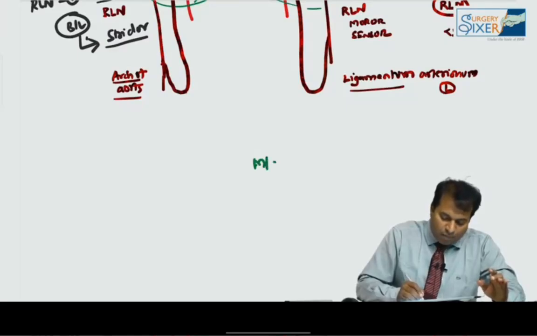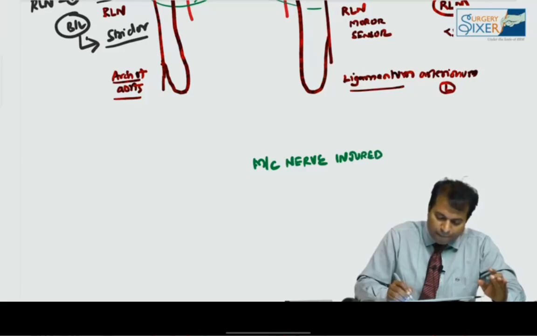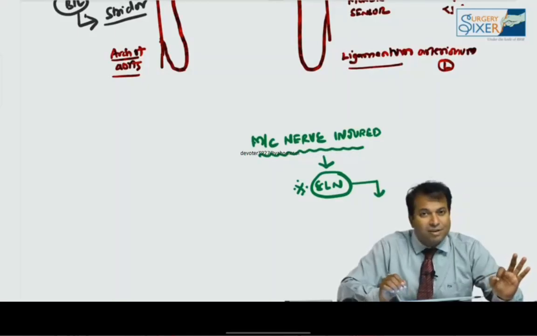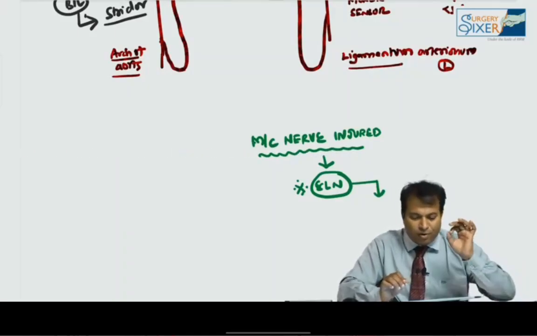And what is the most common nerve injured in this list? Can you tell me what is the most common nerve injured in thyroid operation? The most common nerve injured is, please don't forget, the external laryngeal nerve, in thyroid operations. And because of external laryngeal nerve injury, there will be loss of pitch of voice, or loss of timbre of voice, or huskiness of voice. Please don't forget this point.